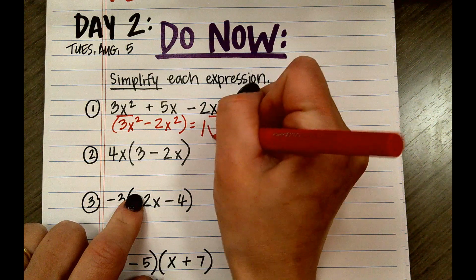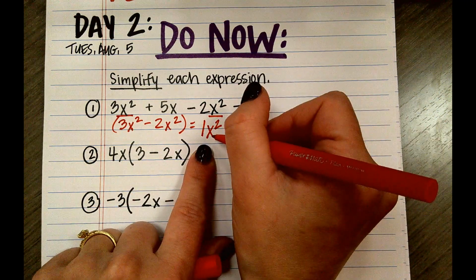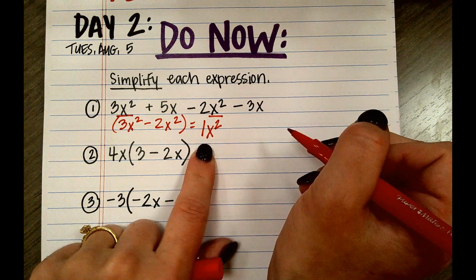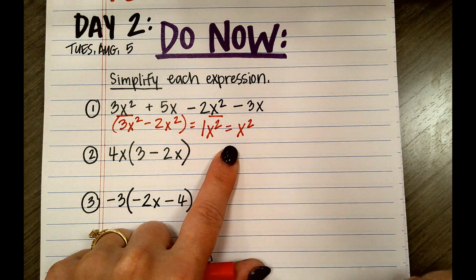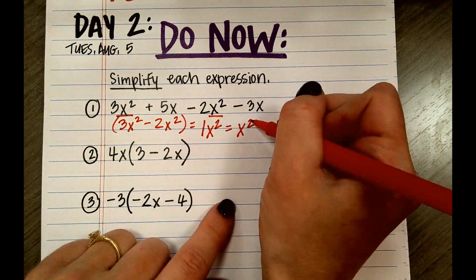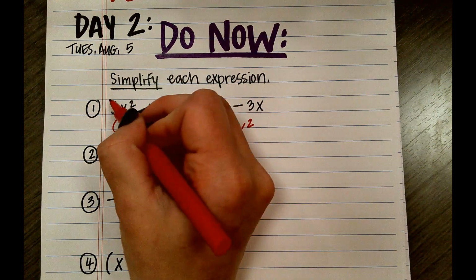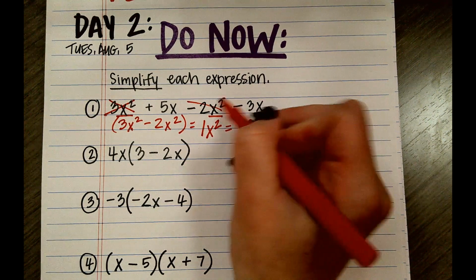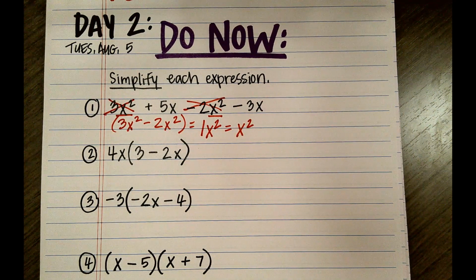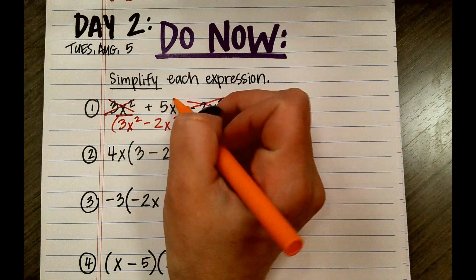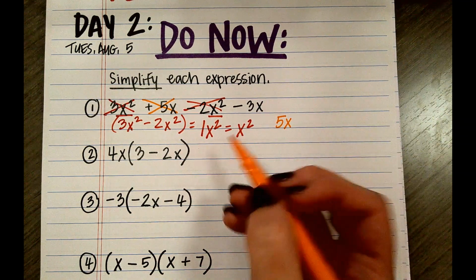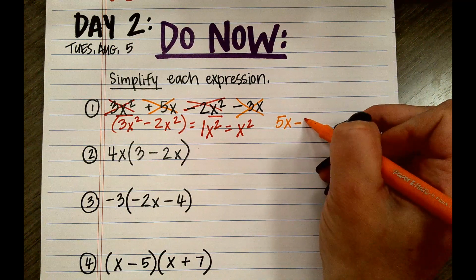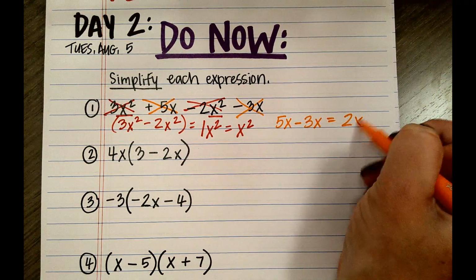So we have 1x squared. Or could I write this differently? X squared. Just x squared. You technically don't need the 1. So either way is right. I won't count you wrong for writing 1. Okay. So I've done 3x squared. I'm going to cross it off. I did minus 2x squared. I'm going to cross it off. What's left? 5x and negative 3x. Yes, 5x. Sorry guys, my work looks a little sloppy today. 5x minus 3x. And we get 2x.